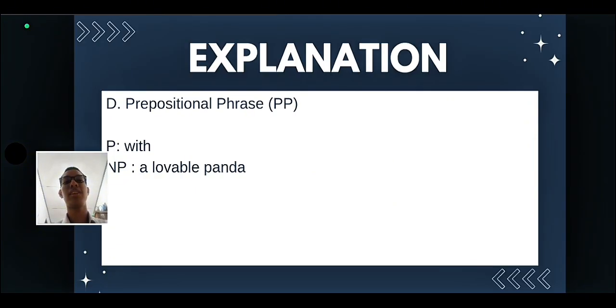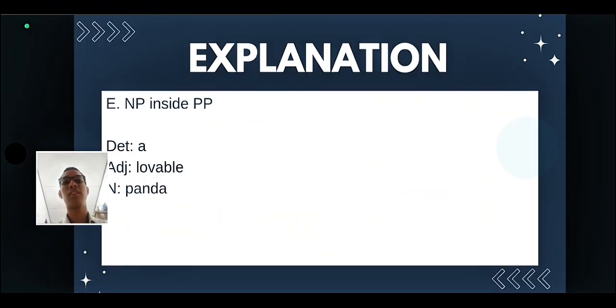Prepositional phrase: the preposition is with, and the noun phrase is a lovable panda. NP inside PP: determiner a, adjective lovable. The noun is panda.